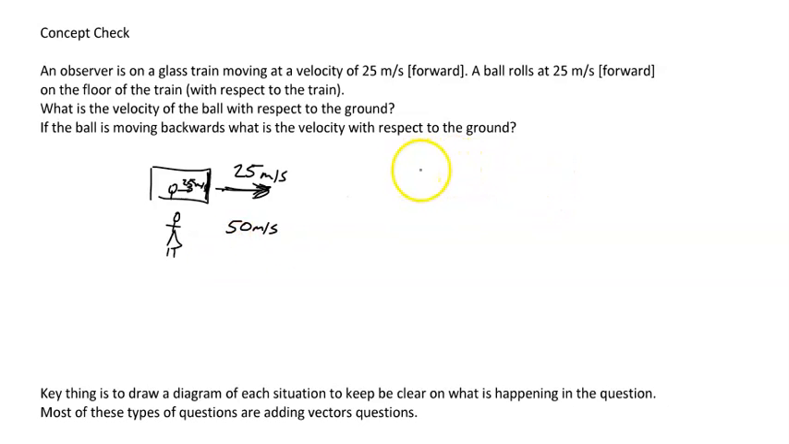Now, what happens if that glass train is moving again forward with 25 meters per second, but the ball is moving 25 meters per second in the opposite direction? The person on the ground would actually observe this to be traveling at 0 meters per second. I'm going to just put up a clip here to kind of show this idea of canceling velocities.